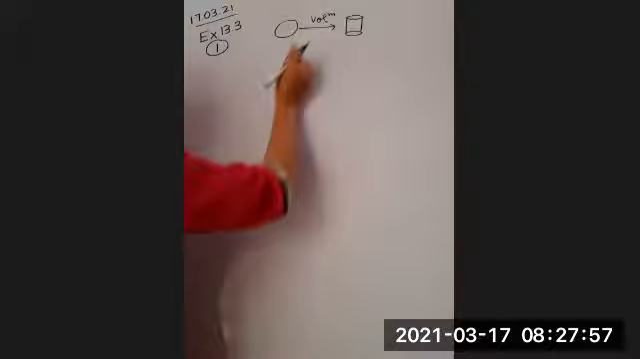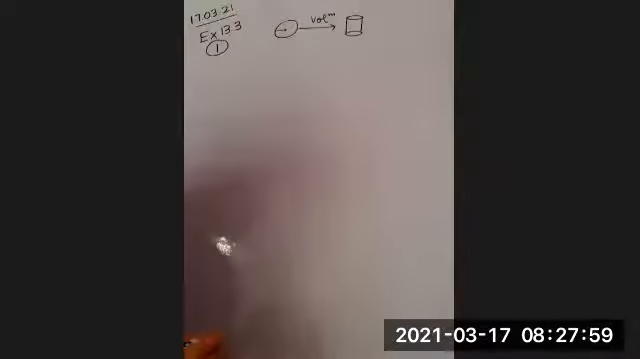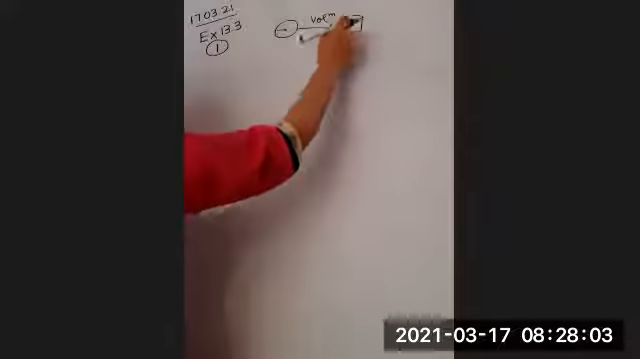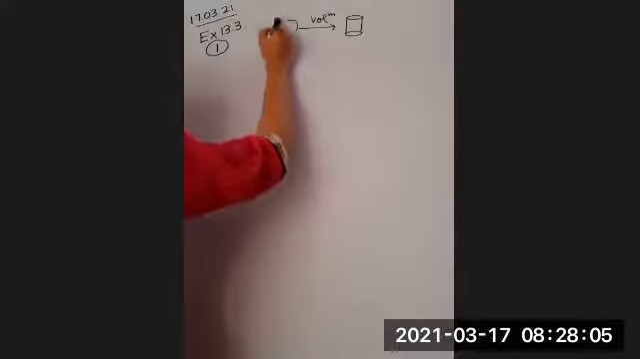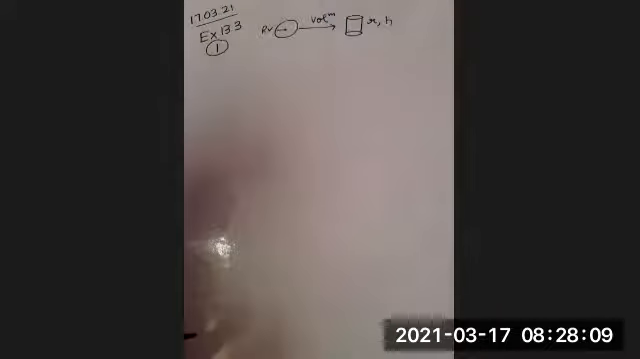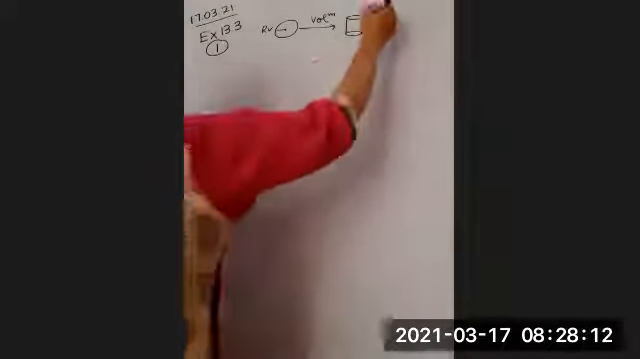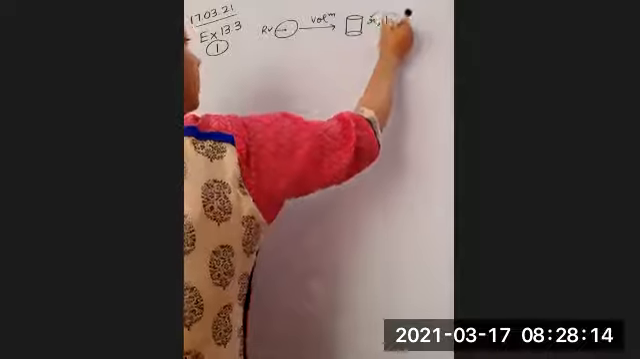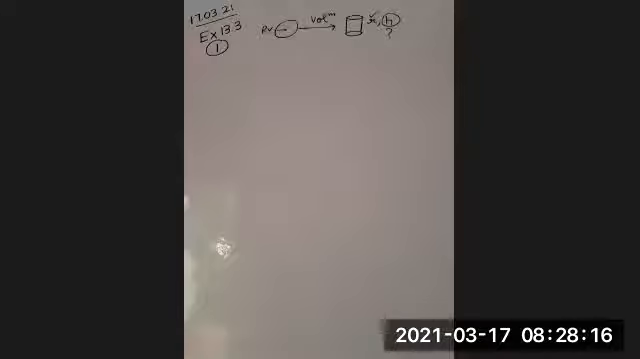Volume. We are given the radius of the sphere, yes, 4.2. And what all variables are needed for cylinder? Radius and height. We are given the radius of the cylinder. What is unknown? Height.